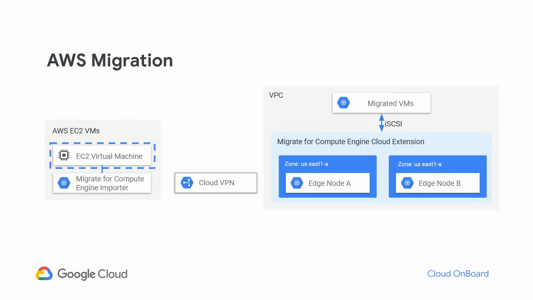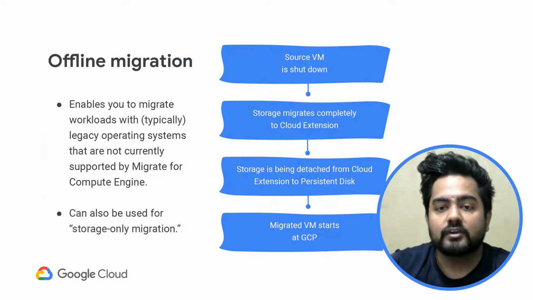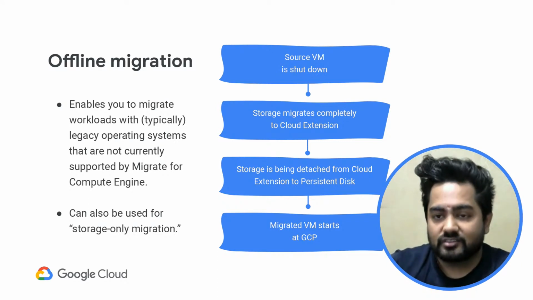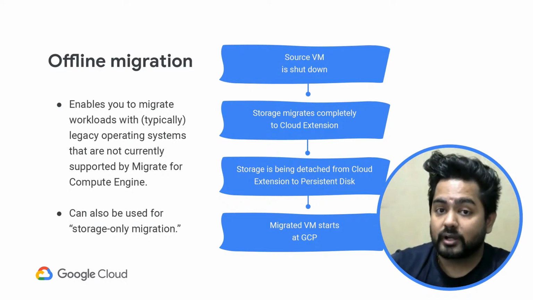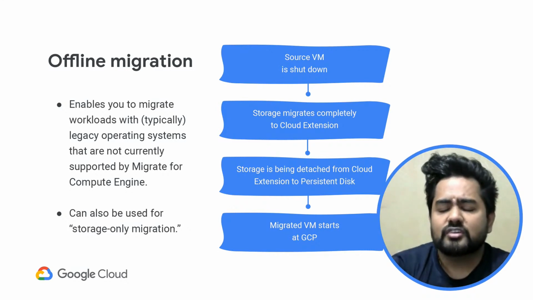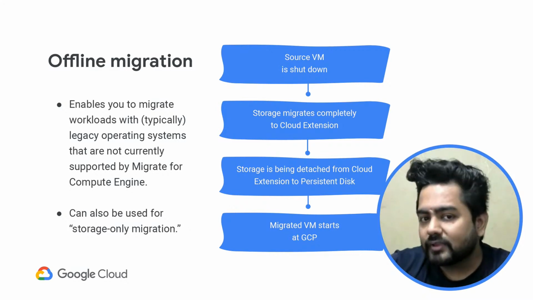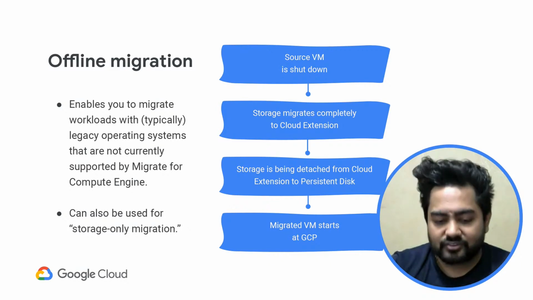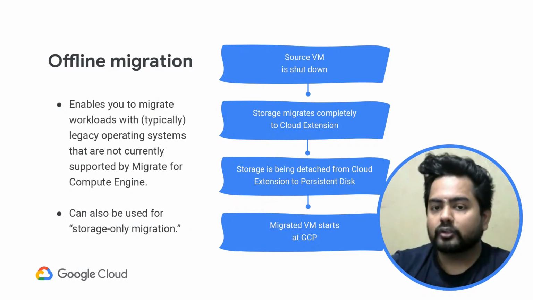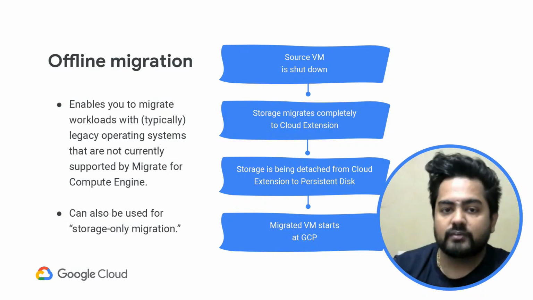Now, what if I have some kind of offline migration? So Migrate for Compute Engine allows you to migrate workloads running on vSphere with operating systems that are not currently supported by Migrate for Compute Engine, because it's not possible to support all the OS. And these are, you can say, typical legacy system operating systems. So during the offline migration process, all the storage is going to be migrated to the cloud, number one, before the VM starts on the Compute Engine.